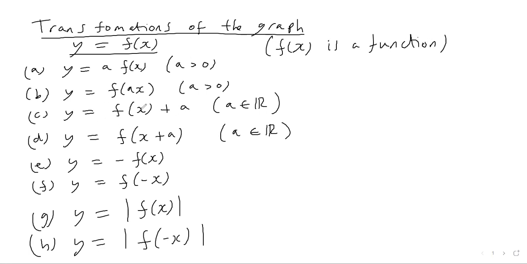This is kind of similar to what you would have seen at GCSE. You probably would have seen maybe these first six here, and we've also got two more at the end there that we're going to look at as well. So the first video, we're just going to look at this part A transformation. We're going to transform the y coordinate by multiplying the function f of x by a.